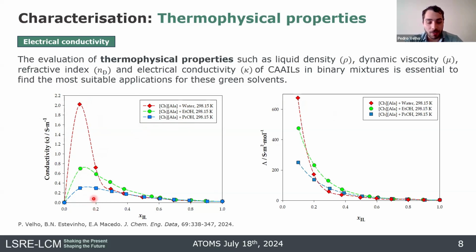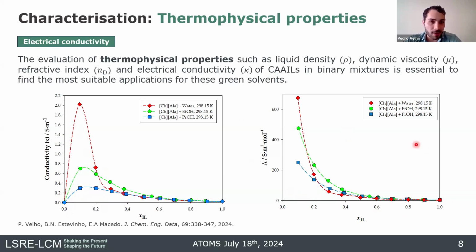And this is due to the existence of a sweet spot, pretty much, in which you have a good number of charge carriers, but you also have space for all the charges to circulate. So you don't have too many charges, which could, in fact, hamper the movement of the charges. And as you can see, in water, conductivity is way larger than in ethanol and then in propanol, which agrees with their polarities or dielectric constants.